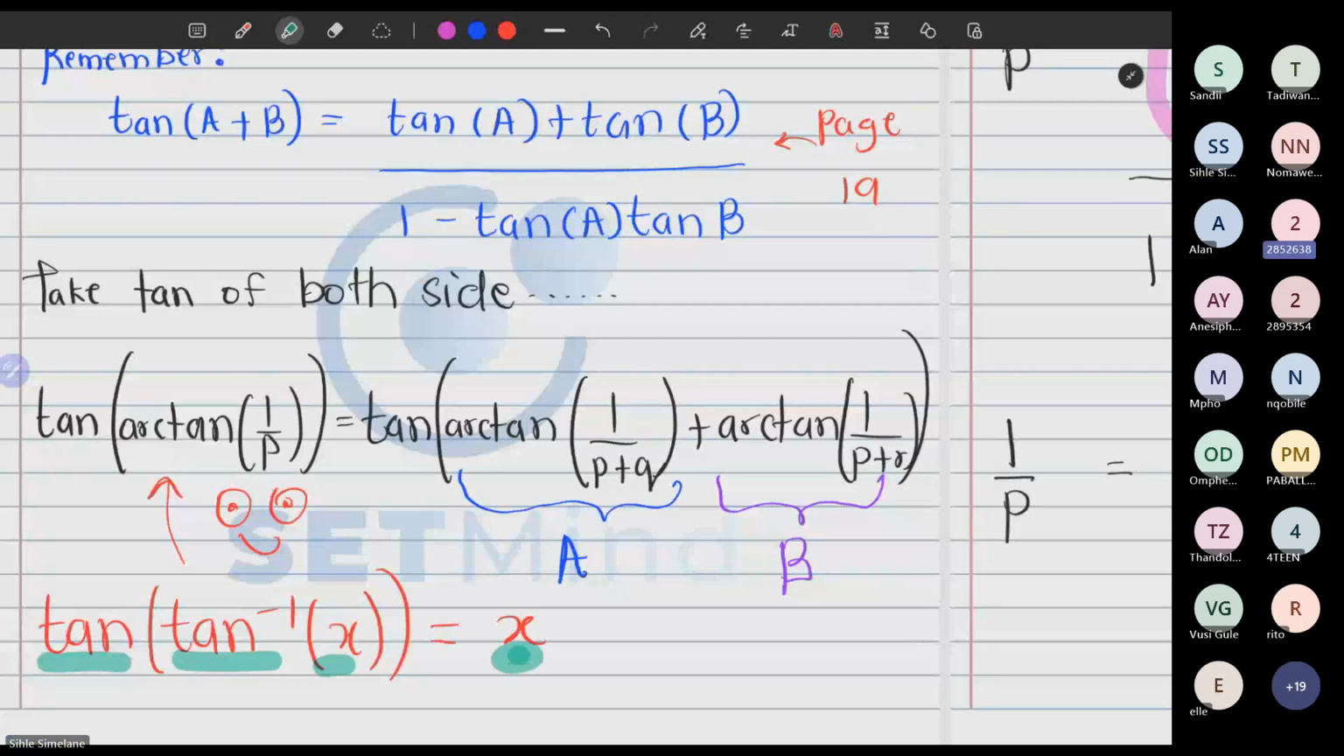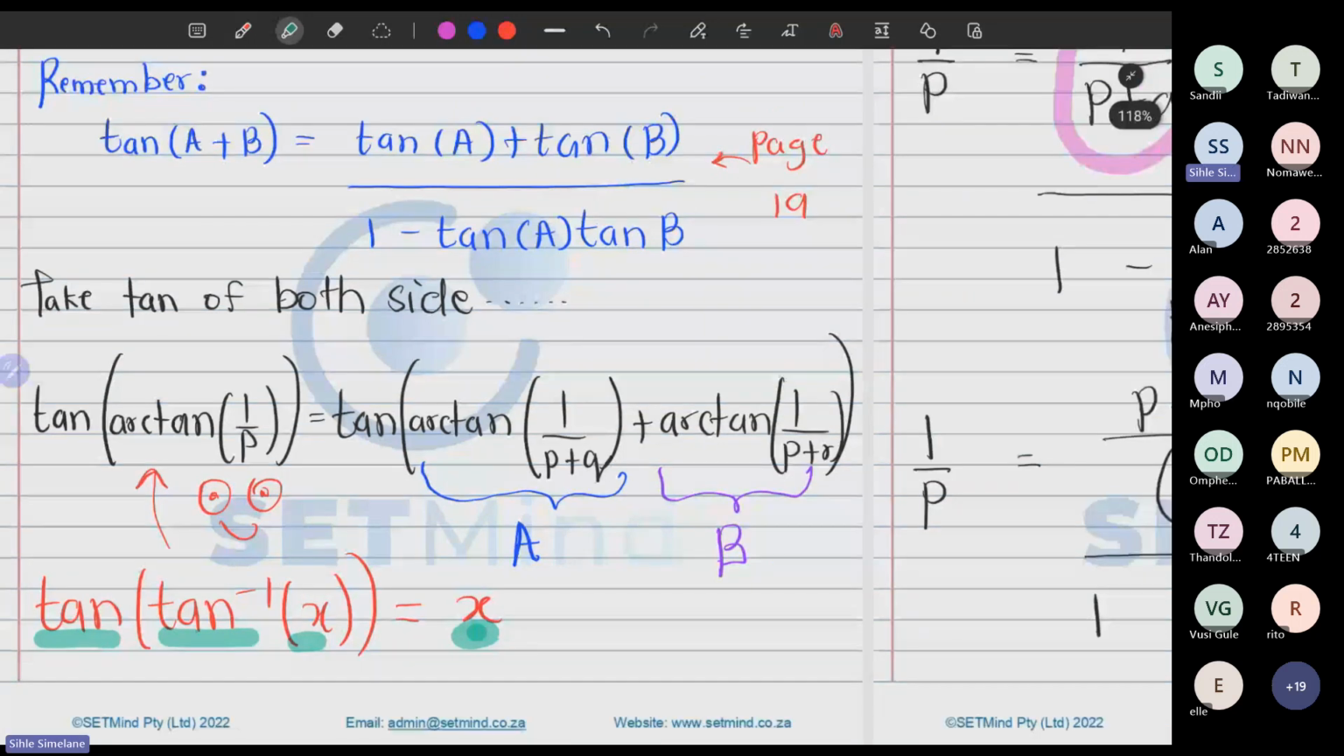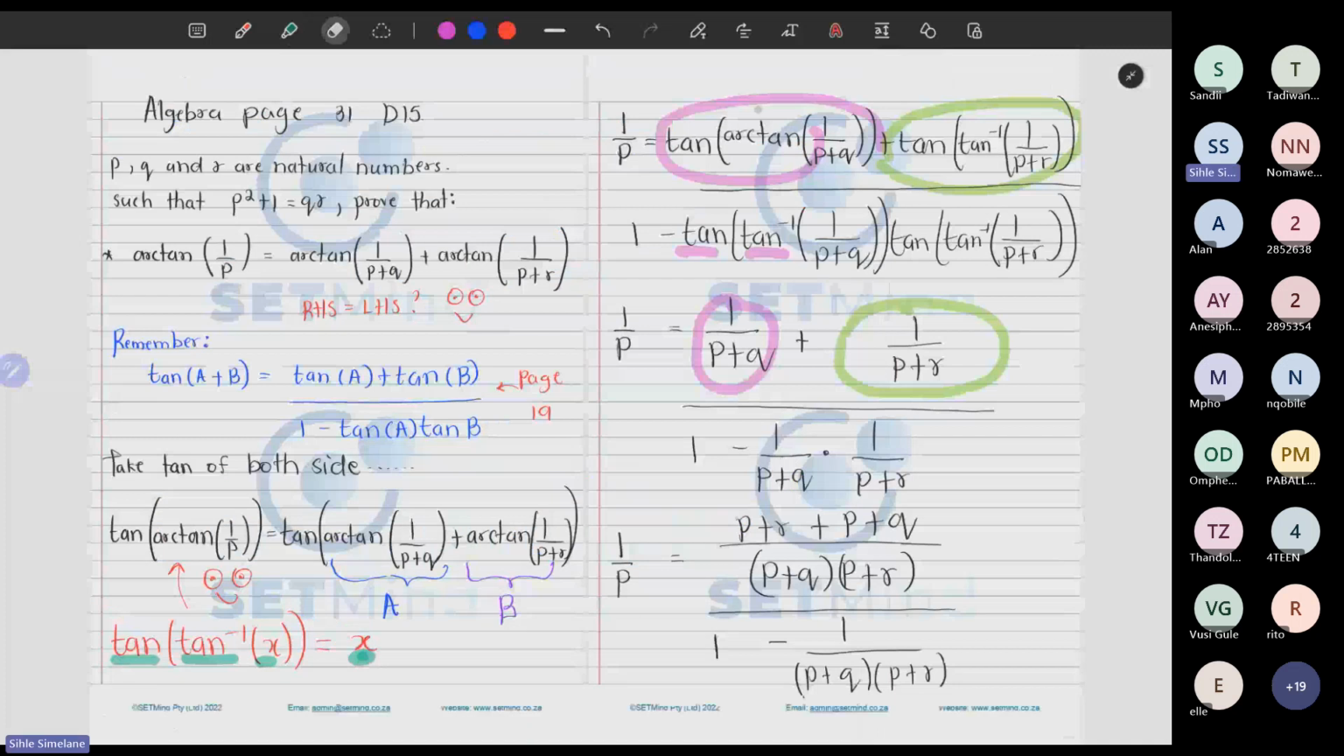Okay. Yes. So when I look at my right-hand side, I will look at A as if it is that arctan of 1 over P plus Q, and my B as that arctan of 1 over P plus R. Do you understand that? Yes. So essentially, we have tan of A plus B. Then when I go up there, I apply the identity of tan of A plus B. Tan of A plus B gives you tan of A plus tan of B divided by 1 minus tan of A multiplied by tan of B. Do you understand that? Oh, yeah, yeah.